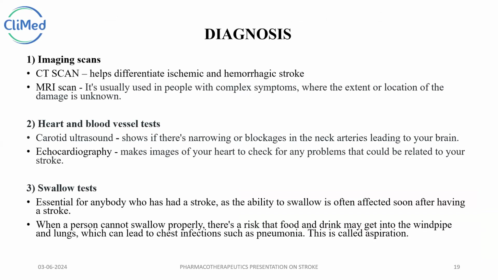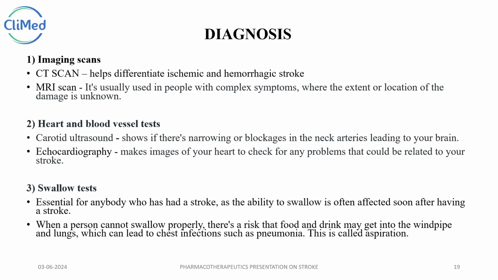For the diagnosis, there are certain imaging scans, heart and blood vessel tests, and a swallow test. In the imaging scans, we have the CT scan. CT scan helps differentiate ischemic and hemorrhagic stroke. MRI scan is used in people with complex symptoms where the extent or location of the damage is unknown. For the heart and blood vessel tests, we have carotid ultrasound and echocardiography. In carotid ultrasound, we check if there is any narrowing or blockage in the carotid arteries. In echocardiography, we make images of the heart to check if any problems could be related to the heart.